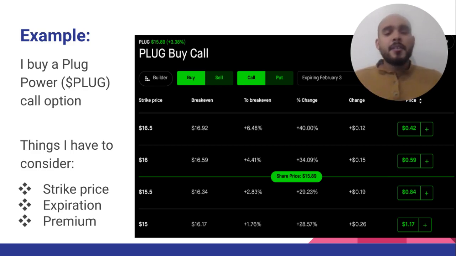Now, if the price is lower than the $16, I can still exercise the contract, but it wouldn't make a lot of sense because I'm agreeing to pay more for those shares and I'm paying a $59 premium. So if I buy the shares, 100 shares at $16 on February 3rd, when this expires, we're still in January, and Plug Power goes down to $15. If I want to sell those shares, I've lost $100 because I paid more than I'd be able to sell them for. So really, you want to buy calls if you're expecting the price to go up.